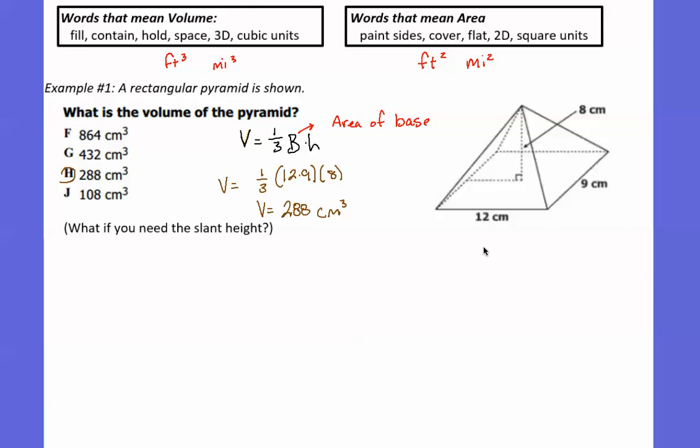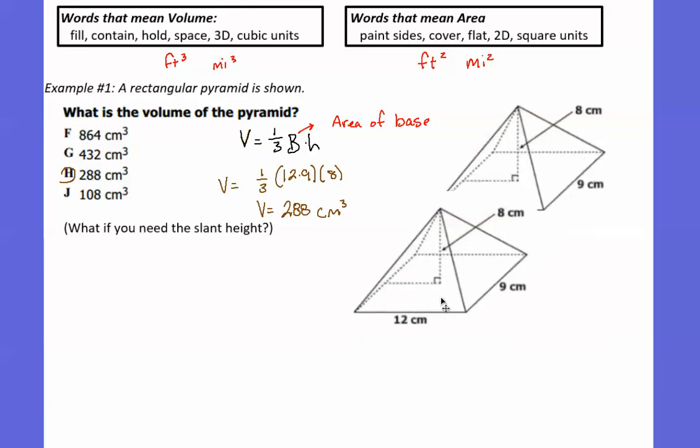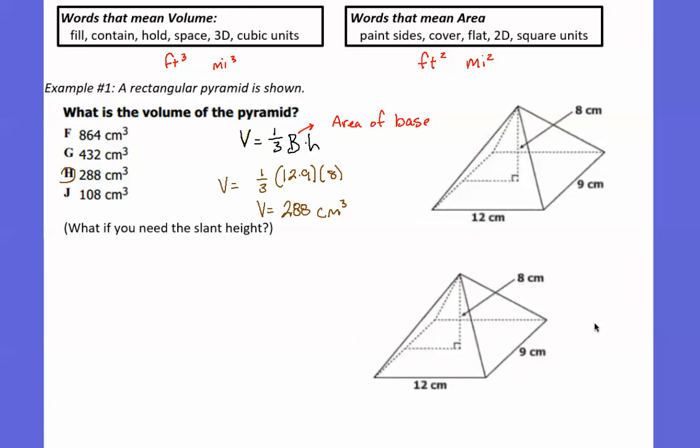Now, one thing we might need to know is what happens if you needed to find the slant height of this particular pyramid. What is the slant height? The slant height is the length running down from the peak of the pyramid to the center of a side, following the slanted sides. So if that were the case, you would refer to the fact that you've just created a right triangle.